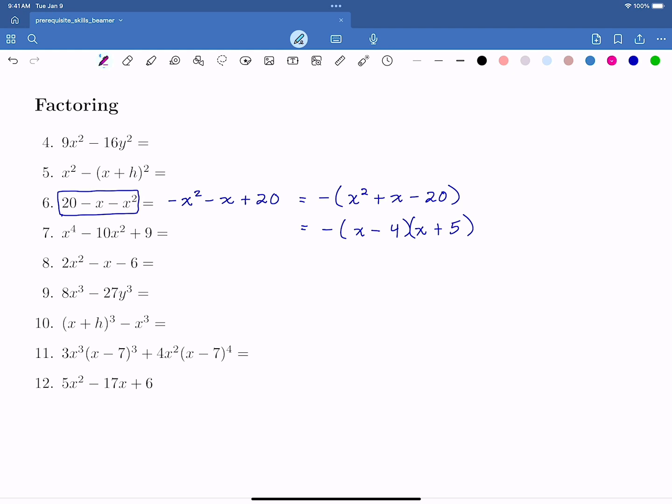And then I always like to multiply it back out just to check, because it's easy to make a mistake with the signs. So first times first is x squared. Outer product is 5x. Inner product, negative 4x, so that adds to 1x. And then last times last, negative 20, so that looks correct.